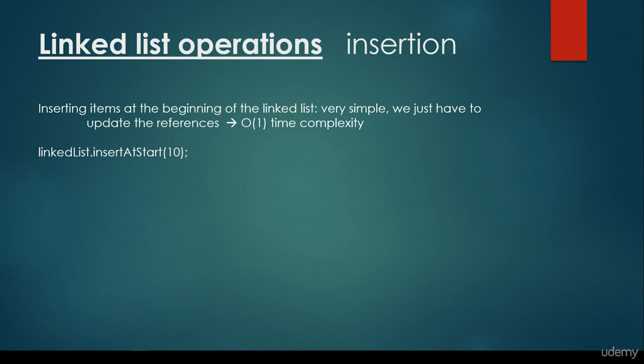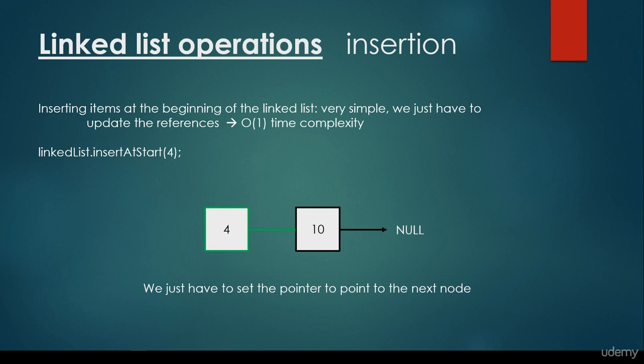For example, we have the linked list and we would like to insert at the start the item 10. Of course, this is the first item, so we are going to insert it, and it's going to point to a null. Okay, then we would like to insert 4. We just have to insert the 4 and set the pointer to point to the next node, which is the 10 in this case.